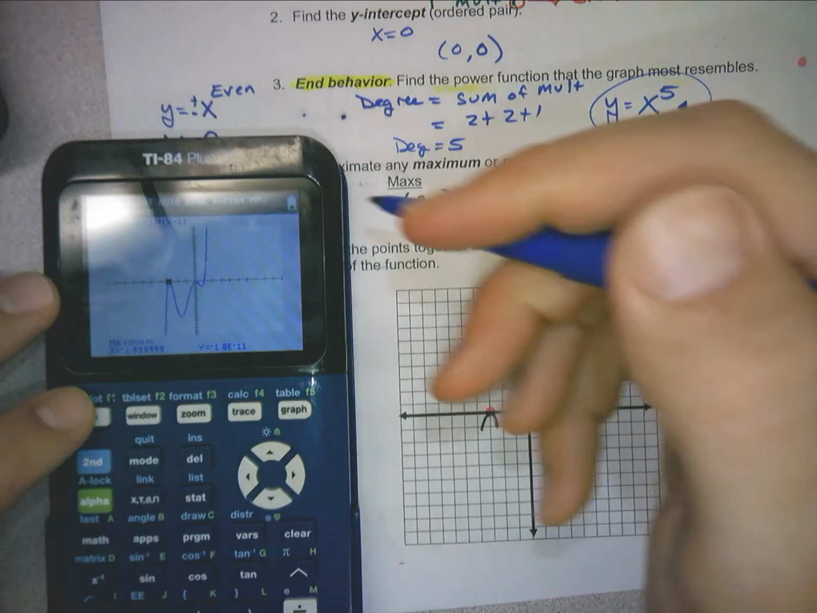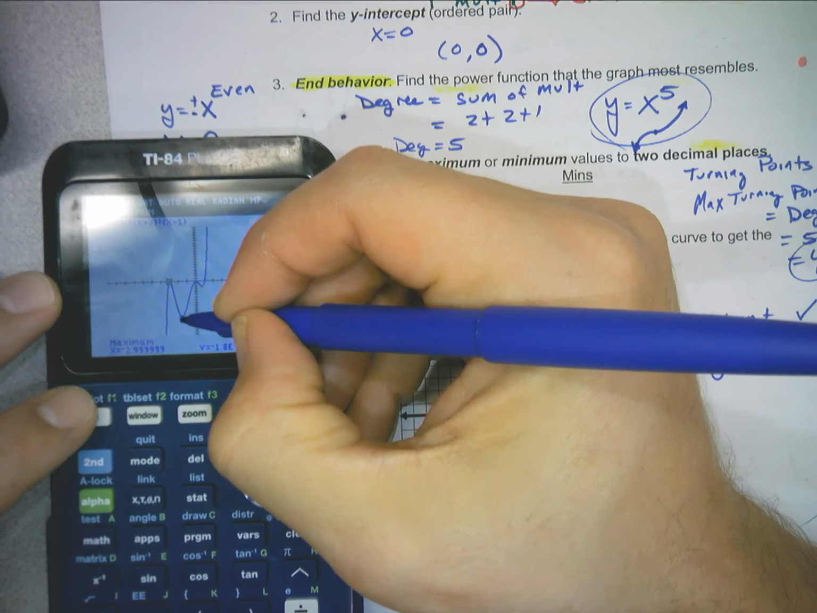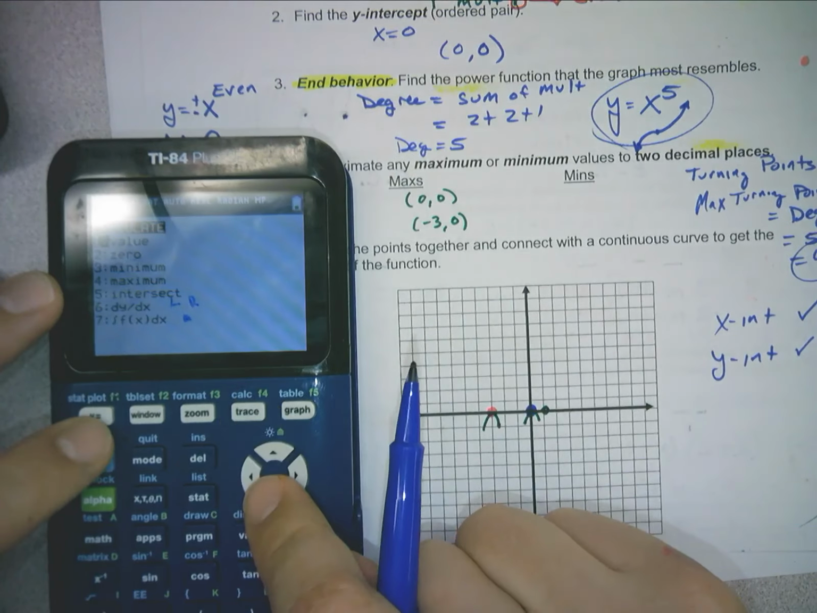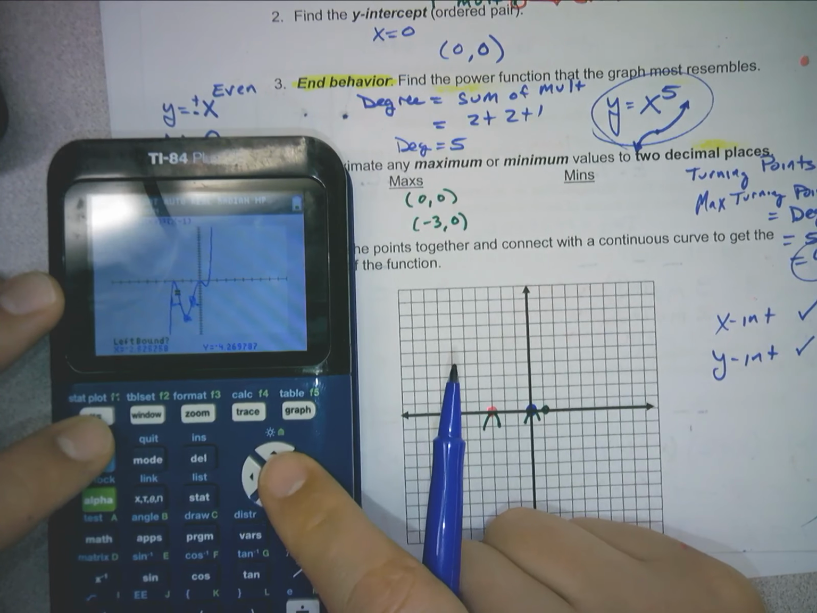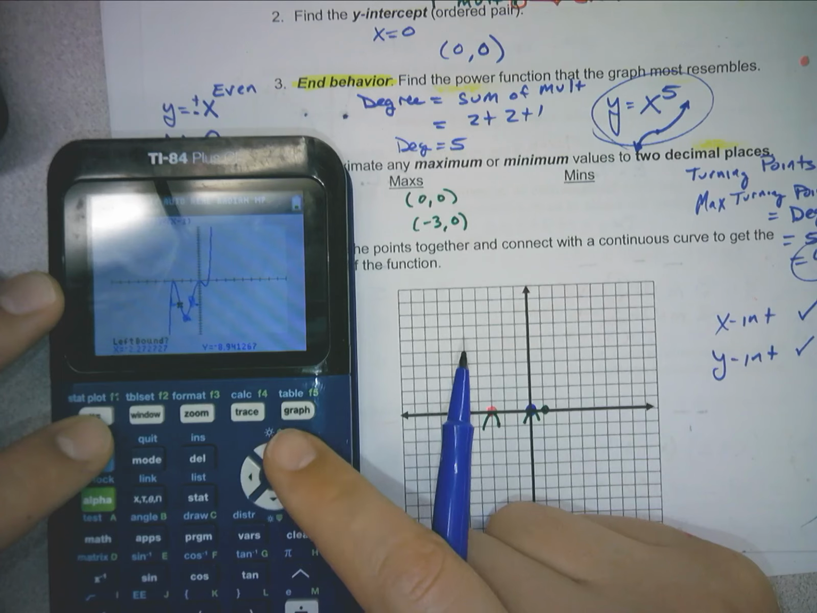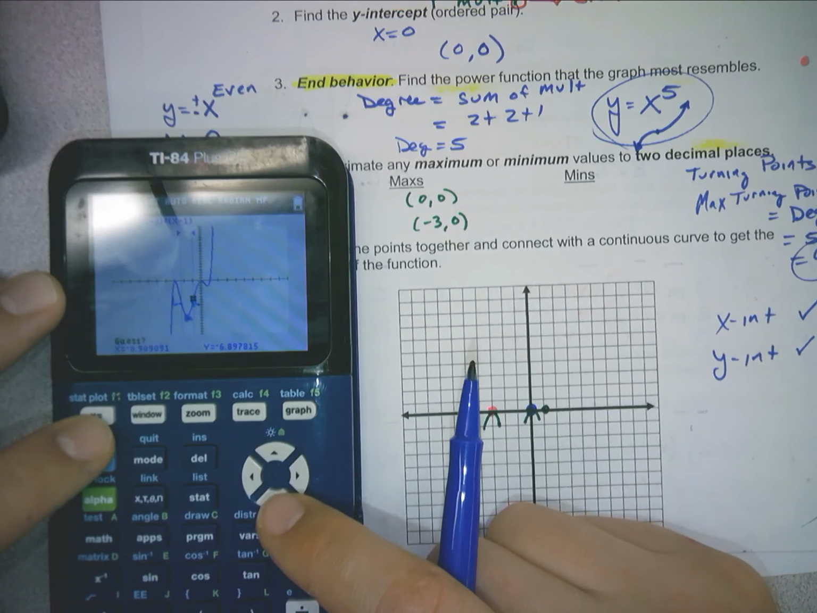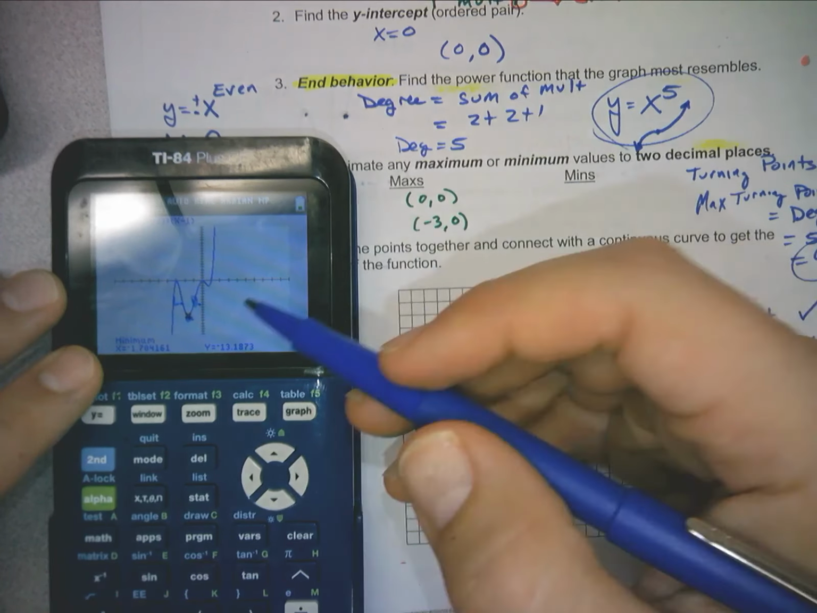Okay, so my mins, I got one right there. So let's find this guy. So this is the left of that, that's the right. So I'm going to go second trace minimum. I'm in a min. Left bound, get to the left, press enter. Right bound, go to the right, press enter. Yes, press enter. And it jumps to the minimum.